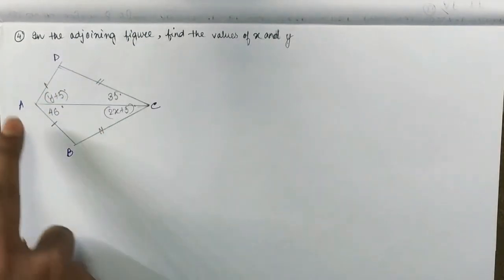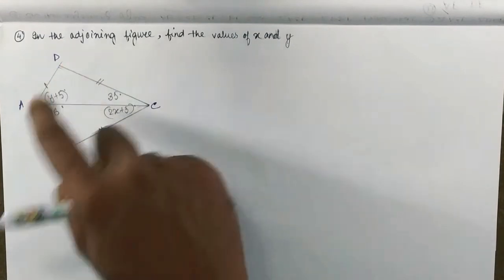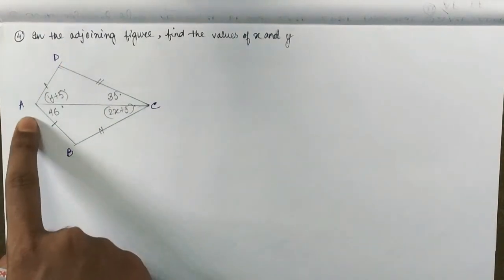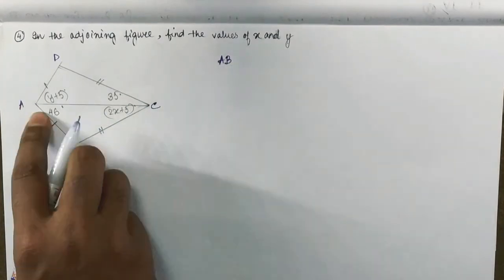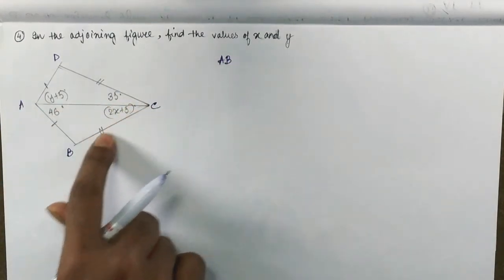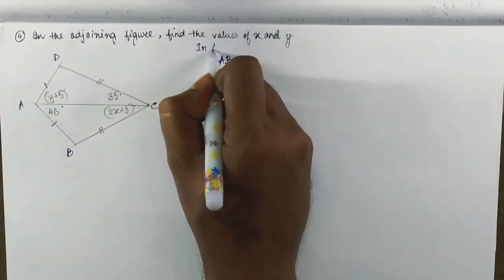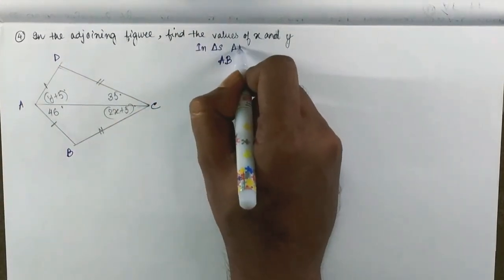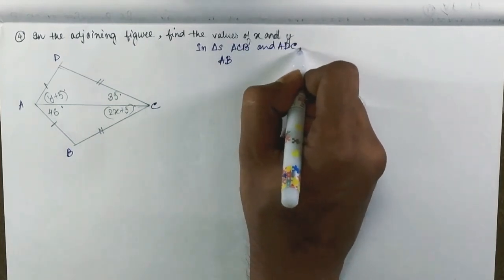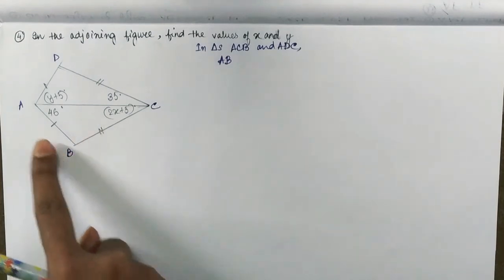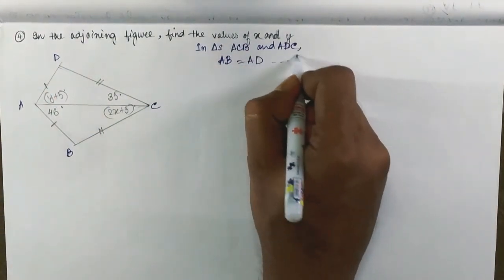Now all of you see that this side AB is having a single dash and side AD is having a single dash. Means what? This side AB is equal to AD. Okay, now let us see that the two triangles here are ACB and ADC. So let's first write in triangles ACB and ADC. Now see, it is given that this side AB is equal to AD. So this is our point number 1.